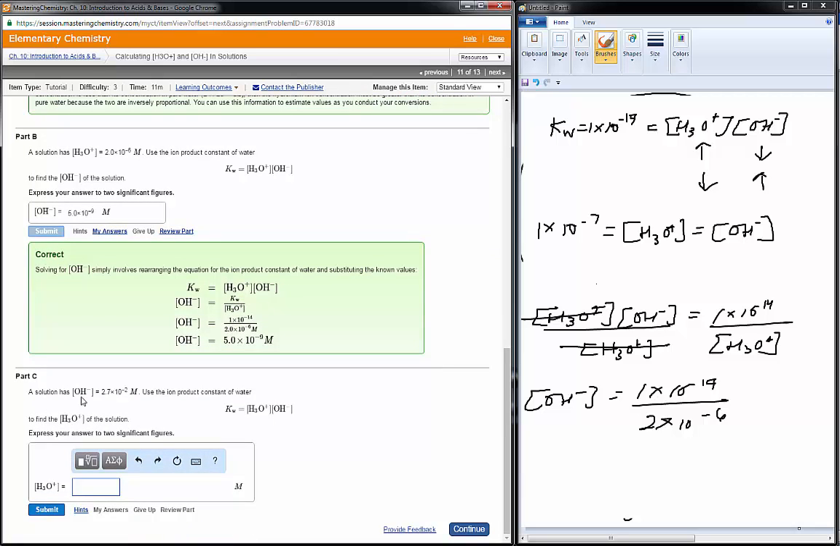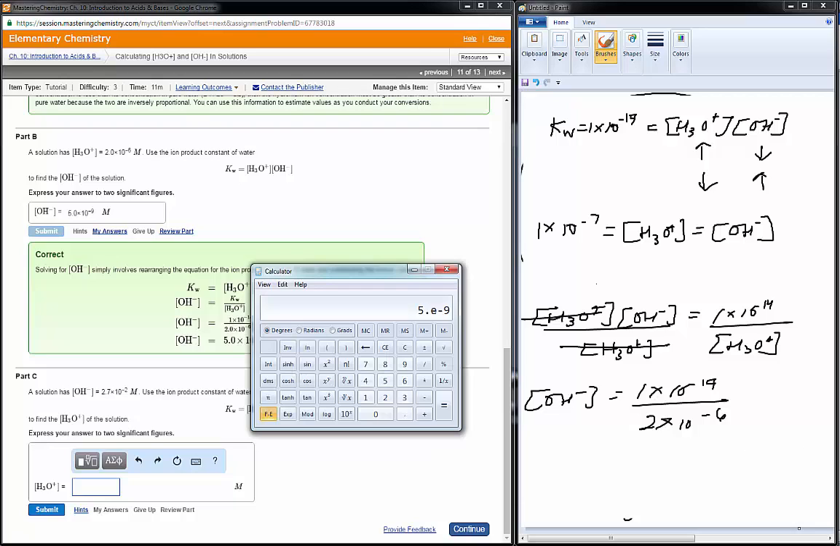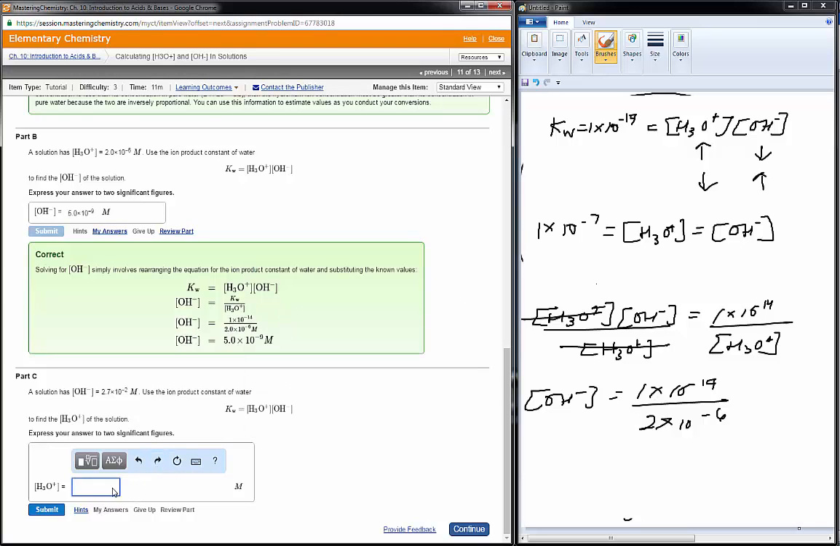All right, and then to go the other direction, if I give you the OH, then find the H3O plus. Again, we're just going to take 1 times 10 to the negative 14th and divide that by the OH, in this case 2.7 times 10 to the negative 2, we get 3.7 times 10 to the negative 13th.